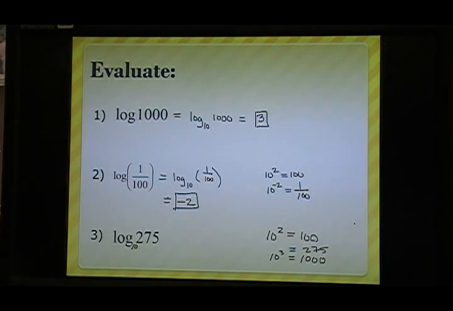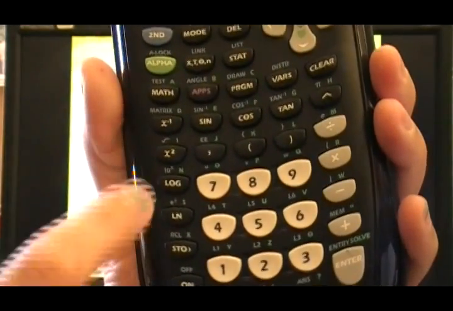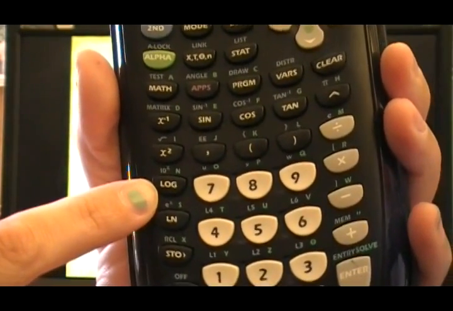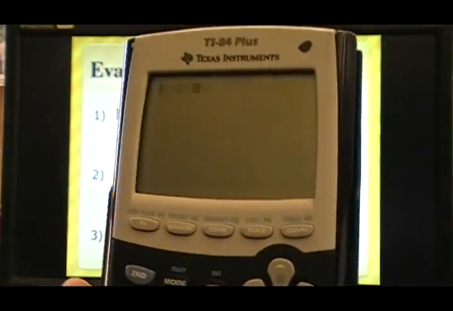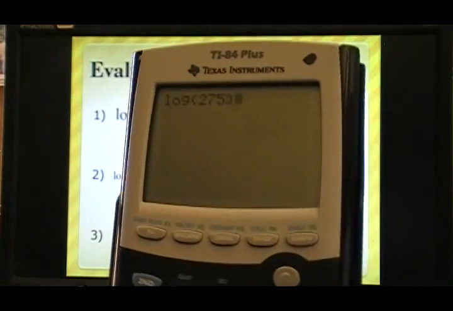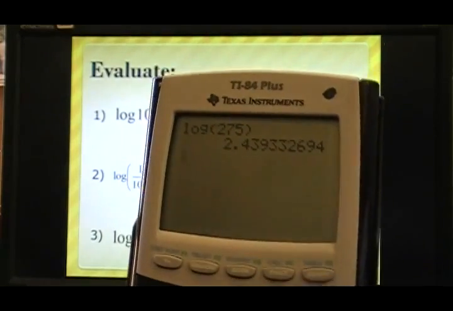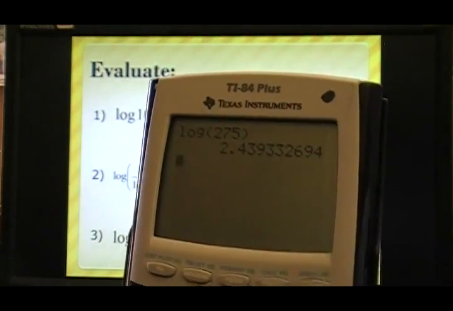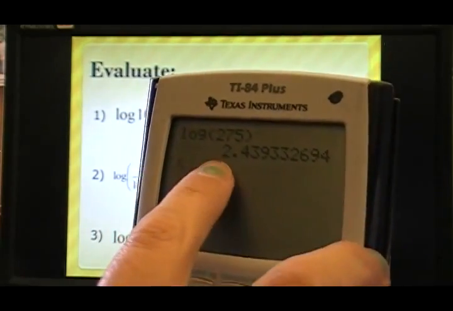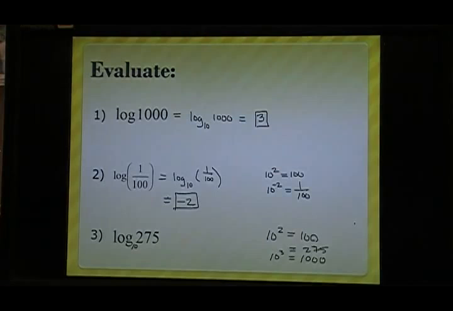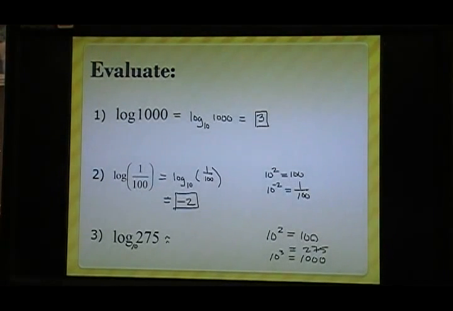But when you're dealing with base 10, you can use the log button on your calculator. We all have different calculators, but you should see a LOG button somewhere. So I can do the log of 275 in my calculator, and rounding to the nearest thousandth, that's approximately 2.439. And that makes sense with what I was thinking.